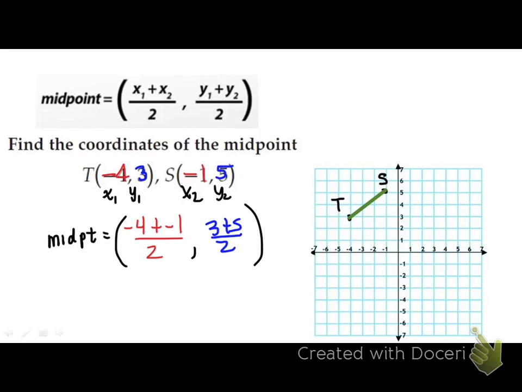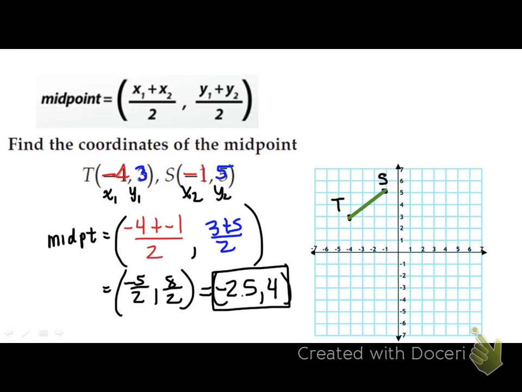So let's see what happens. Negative 4 plus negative 1 is negative 5, so we're going to get negative 5 over 2. And then 3 and 5: 8 divided by 2. Okay, good. So we're going to get this final solution of negative 2.5 and 4. This is considered our midpoint. Both of these are technically.